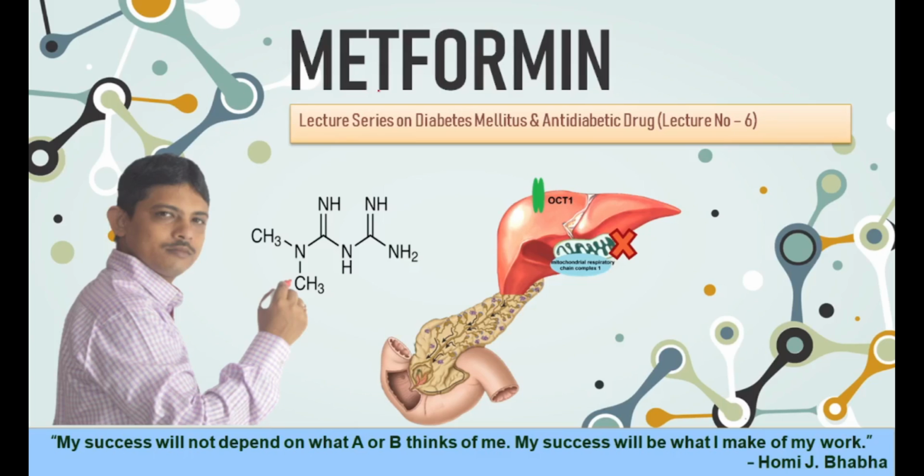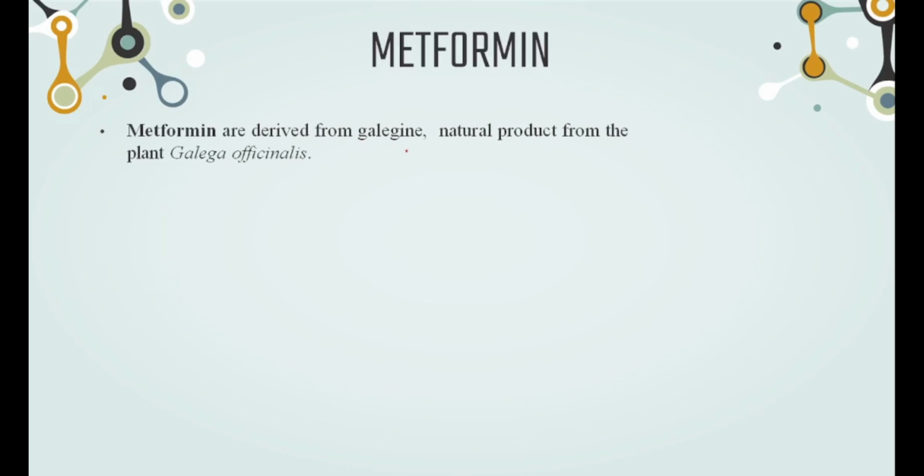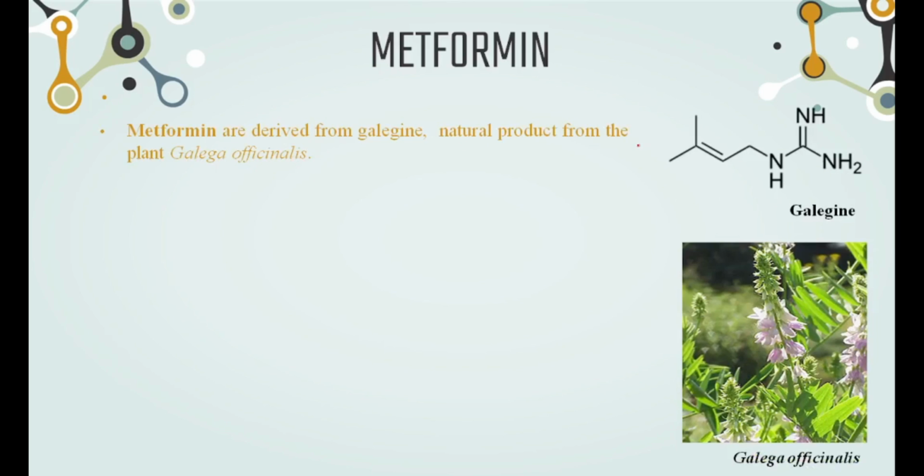Today we are going to discuss metformin. This is a drug used in the treatment of type 2 diabetes mellitus. Now coming to the history of metformin, metformin is derived from the glycine, a natural product obtained from Galega officinalis. So this is the structure of the glycine and this is the Galega officinalis.